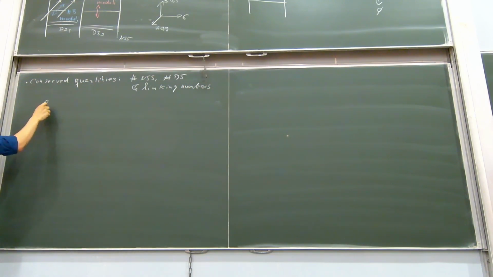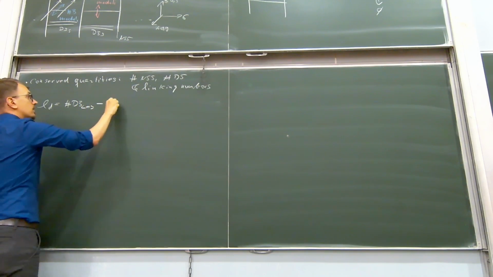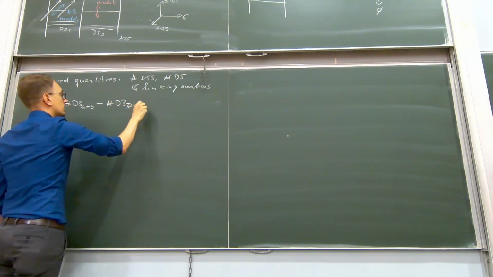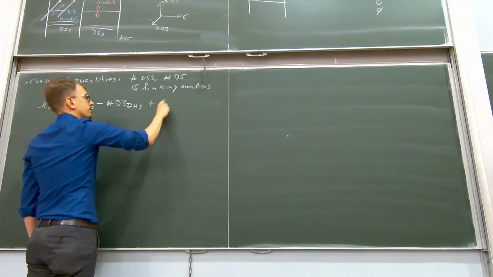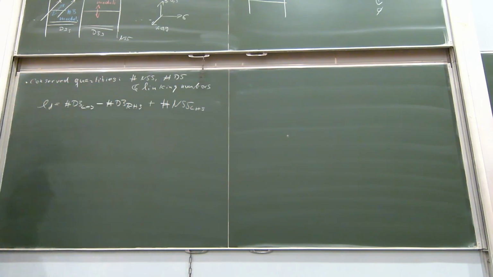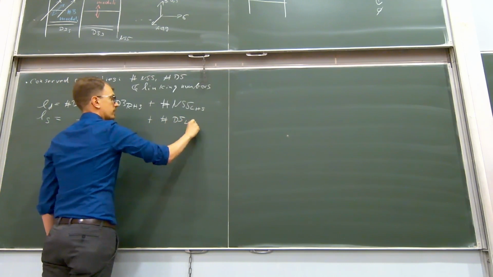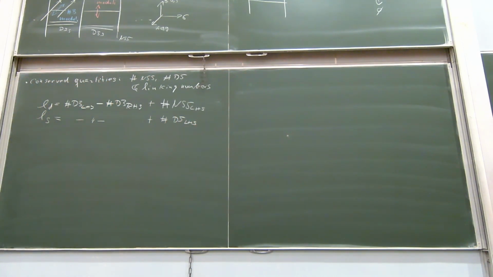And the linking numbers, you can just write down. So the linking number for the D5 is just the net number of D3 branes that end on them: the number of D3 on the left-hand side minus the number of D3 on the right-hand side, plus the number of NS5 branes on the left-hand side. And if you do the same for the NS brane, then this part is the same, and we have plus the number of D5 on the left-hand side. So these are some numbers that need to be preserved in anything that I'm going to do to the branes.